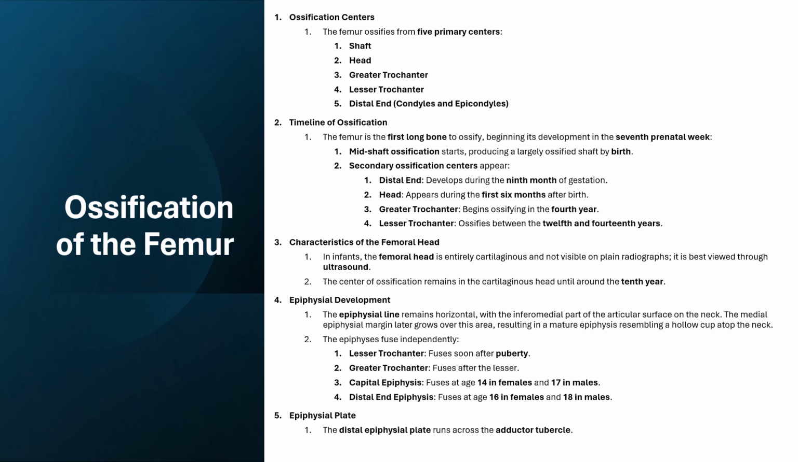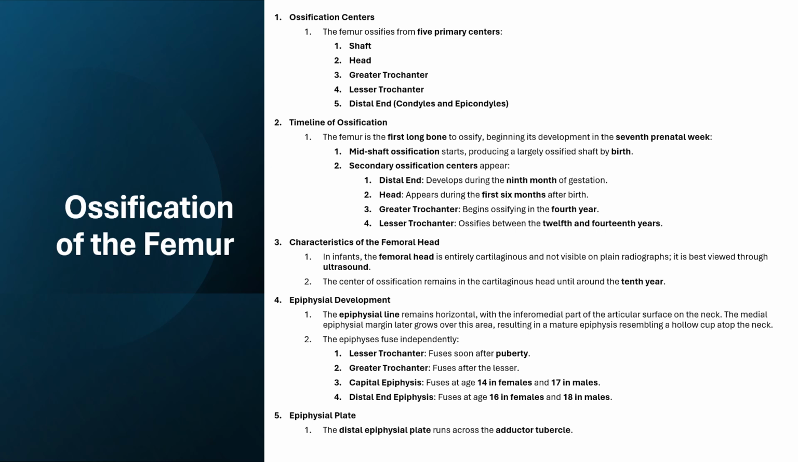Characteristics of the femoral head. In infants, the femoral head is entirely cartilaginous and not visible on plain radiograph. It is best viewed through ultrasound. The center of ossification remains in the cartilaginous head until around the 10th year. Epiphyseal development: the epiphyseal line remains horizontal with the inferomedial part of the articular surface on the neck. The medial epiphyseal margin later grows over the area, resulting in a mature epiphysis resembling a hollow cup on top of the neck. The epiphyses fuse independently.